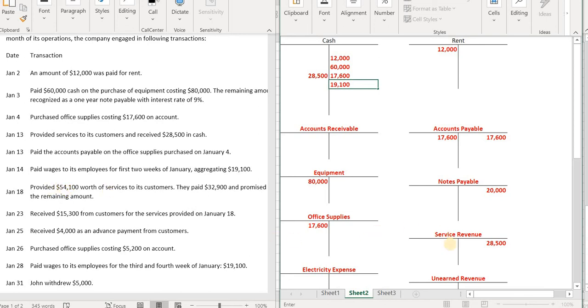So service revenue is going to be $54,100. Natural credit. We got cash of $32,900. We're going to increase that. And the difference, let me grab my calculator here, of 54,100 minus 32,900 is 21,200 of accounts receivable.